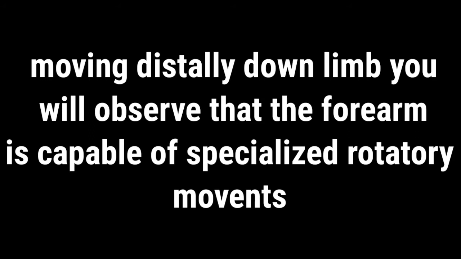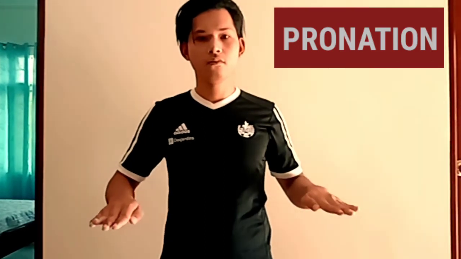Moving distally down the limb, you will observe that the forearm is capable of specialized rotary movements. An inward rotation of the forearm is referred to as pronation, and returning the forearm to the original position constitutes supination.